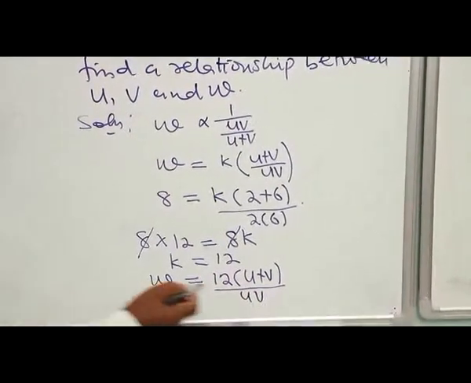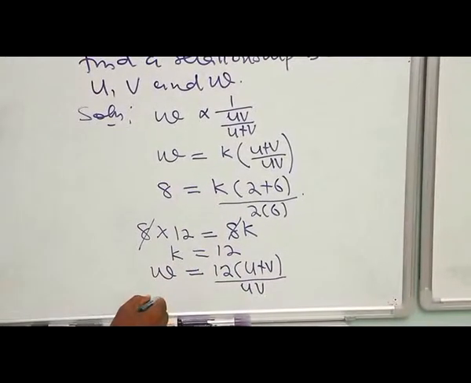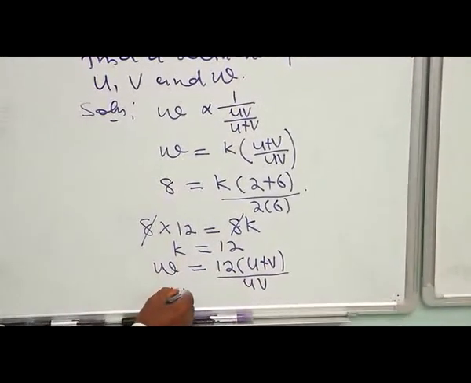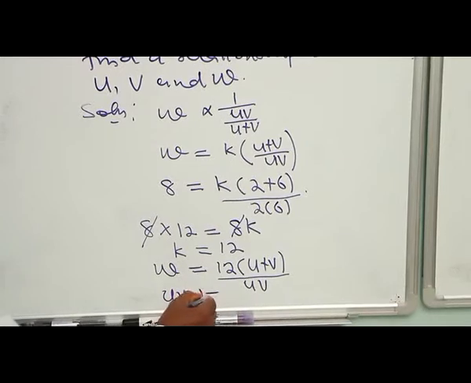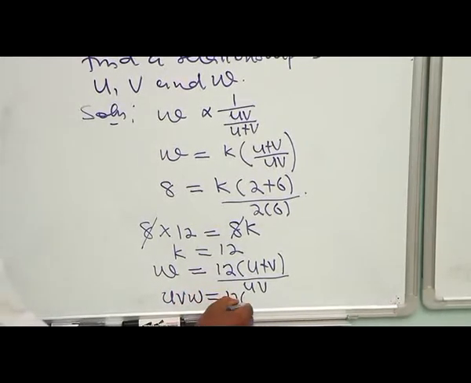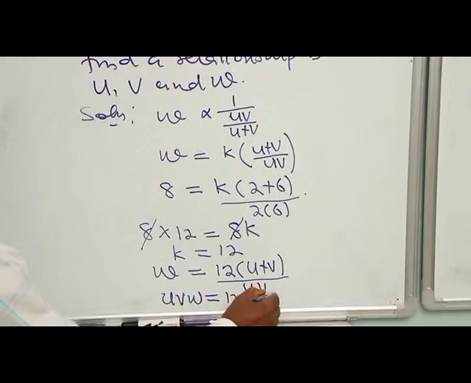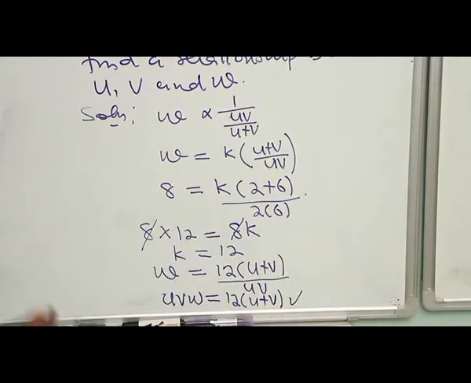You can now cross and multiply this to give you uvw will be equal to 12 into u plus v. And this is the solution to the problem.